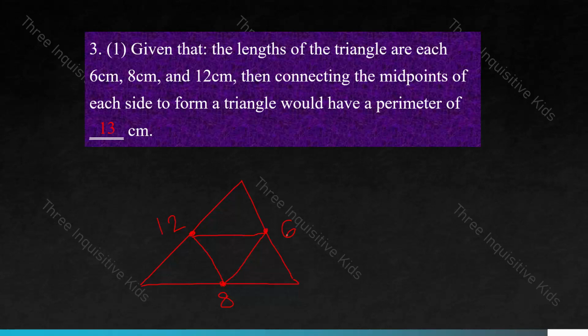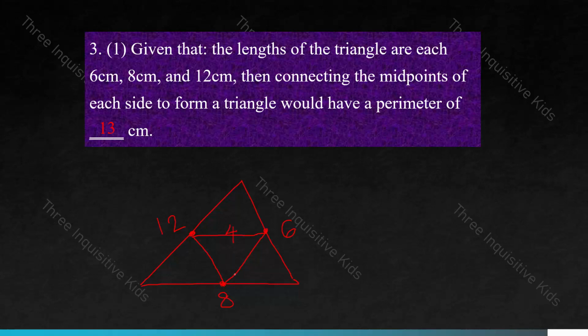Which property discussed the lengths of midlines? Among property 2, it said that each midline is half of the length of the third side that it is not intersecting. So for example, let's look at the top midline here. That goes from the 12 centimeter length side to the 6 centimeter length side. So this line segment, we know that it is parallel to the bottom side of the triangle, and that it is half of the bottom side. So the half of 8 would be 4.